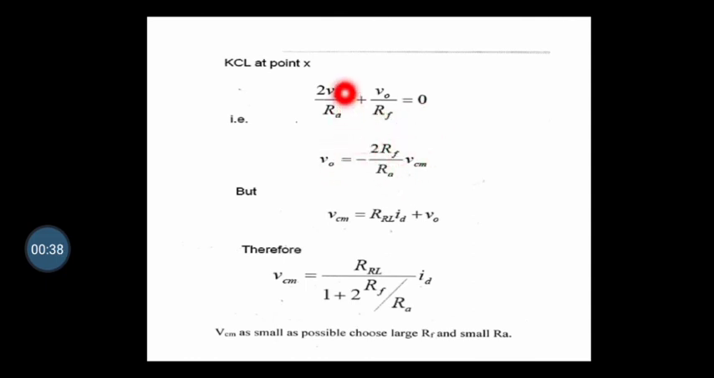Similarly we can write VCM equals RL ID plus V0. These V0 and VCM will be substituted here. Both terms contain VCM, from which we can derive VCM equals RL divided by 1 plus 2RF by RA, into ID. To make VCM as small as possible, choose a large RF and a small RA. So this is the calculation for the right leg driven ECG amplifier.